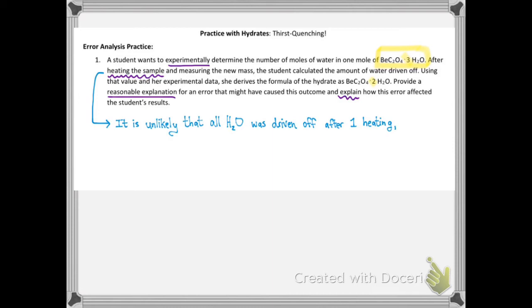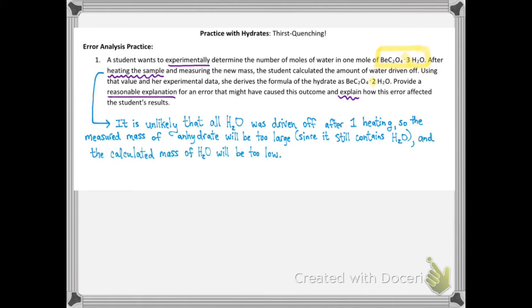We're talking about driving off the water from the hydrate. Very dramatic. Well, if the water wasn't driven off, then the measured mass of what's supposed to be the anhydrate is going to be too large because it still has water. And if your anhydrate mass is too large, when you subtract the difference from your original mass, the calculated mass of water in your formula, of course, is going to be too low. You didn't drive it all off.